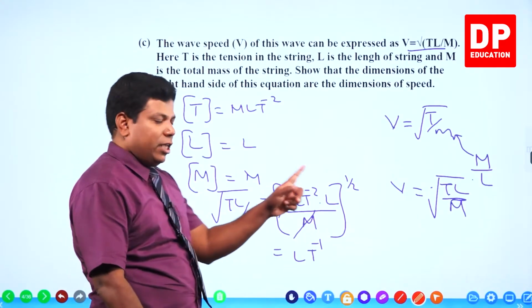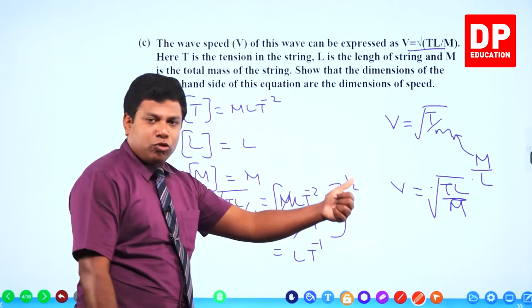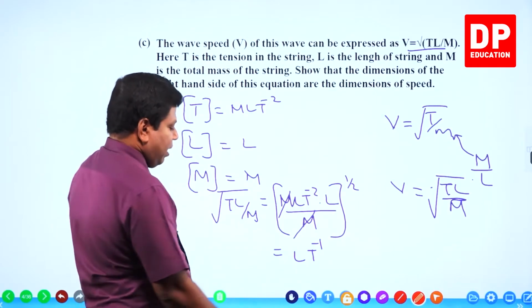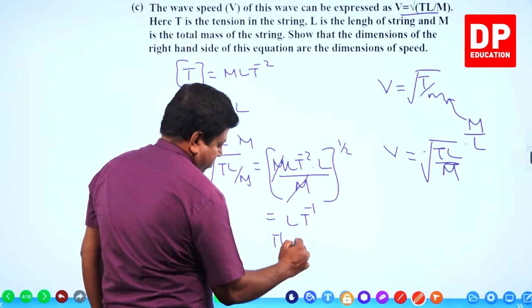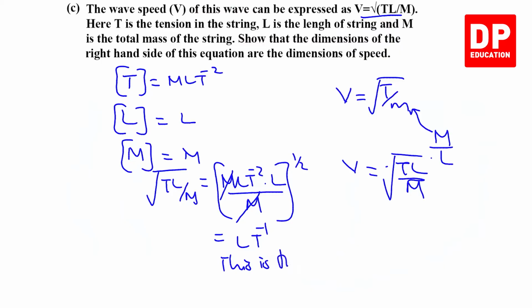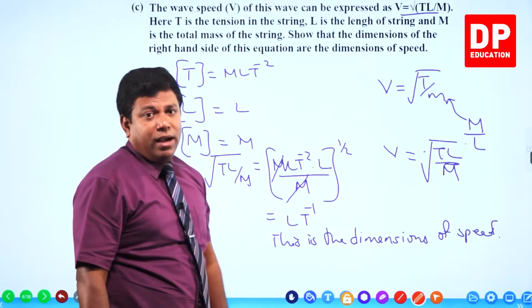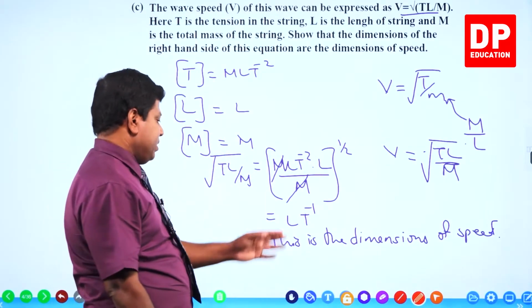L squared T minus 2, when you take power half, square root, L and T minus 1 will come. What is this? This is the dimensions of speed. Speed is distance over time. L T minus 1. L T minus 1.